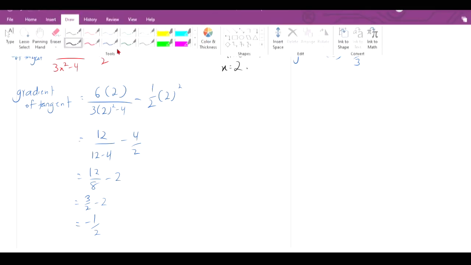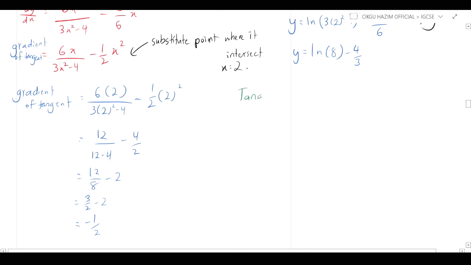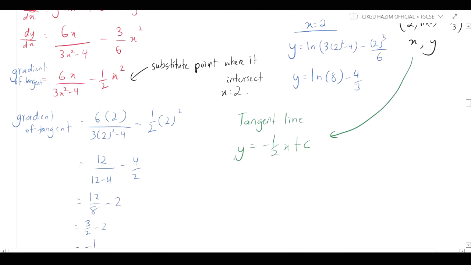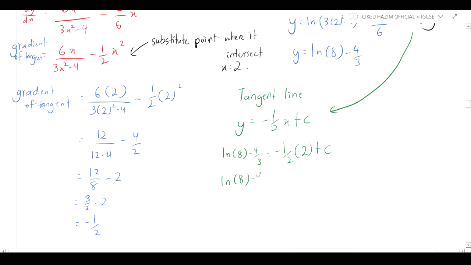Then the equation of your tangent line here is going to be y equals negative 1 over 2 x plus c. And to find the y-intercept of this tangent line, you substitute the point where it happened. So substituting this point, ln 8 minus 4 over 3, that's the y value, equals negative 1 over 2 multiplied by 2, plus c. So ln 8 minus 4 over 3 equals negative 1 plus c.